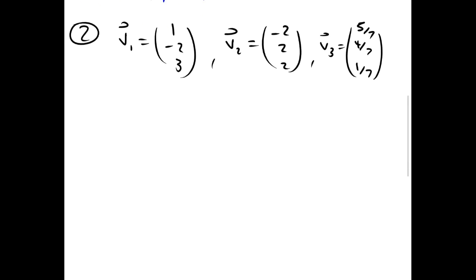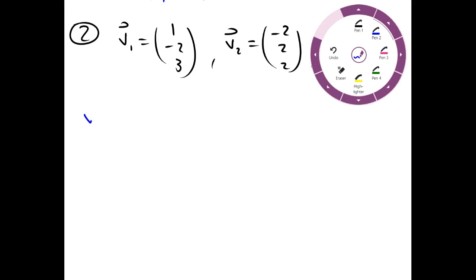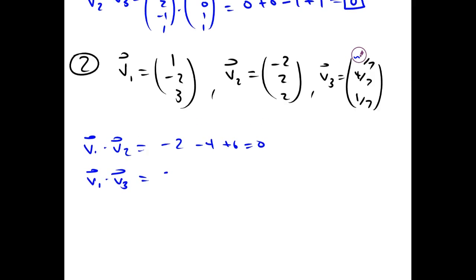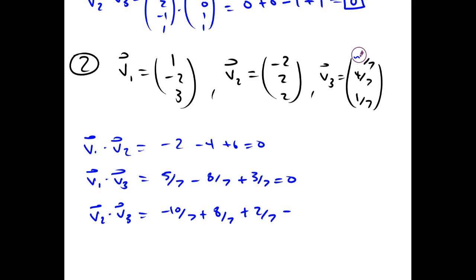So again, we show that these are orthogonal by taking their dot product. I'll just go ahead and do it. You have negative 2, negative 4, and positive 6, which is 0. We have 5 sevenths minus 8 sevenths plus 3 sevenths, which is 0. And we have negative 10 sevenths plus 8 sevenths plus 2 sevenths, which is 0.